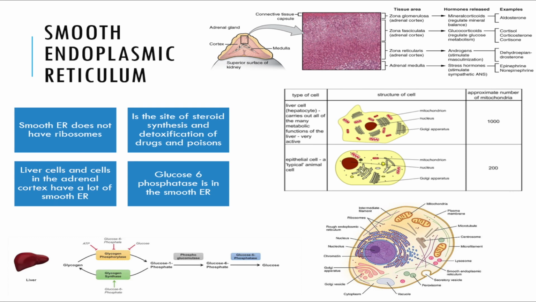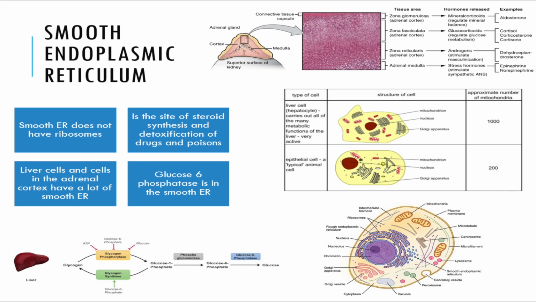One last point I want to mention about the smooth ER is it's the location of glucose 6-phosphatase. So let's take a look over here. That is glucose 6-phosphatase. Now, why is that important? Well, if you're familiar with biochemistry, you know that this is the enzyme that is involved in the last step of glycogenolysis, which is breaking down glycogen into glucose. And let's remember that glycogen is essentially how we can store glucose. And so you need glucose 6-phosphatase to break down glycogen so we can use that glucose that was stored.